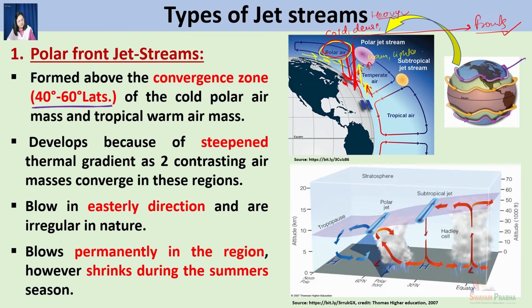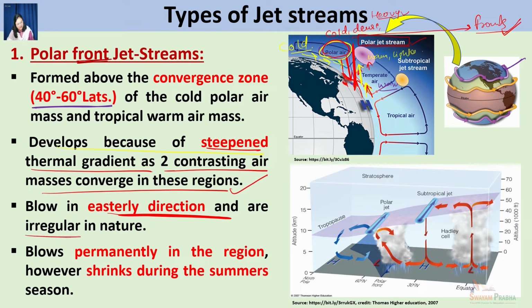And these fronts on the surface are regions where you have very dynamic weather conditions. And above these frontal zones in the troposphere, you have the formation of polar jet streams, or polar front jet streams. They develop because of the steepened thermal gradient as the two contrasting air masses converge in these regions. And these jet streams blow in an easterly direction and are primarily irregular in nature.